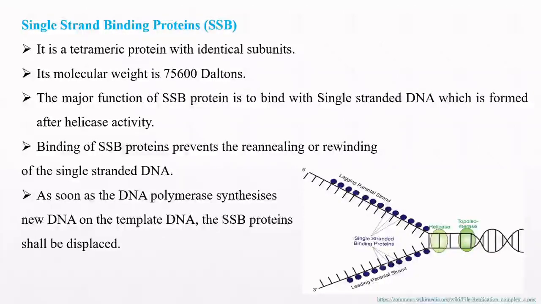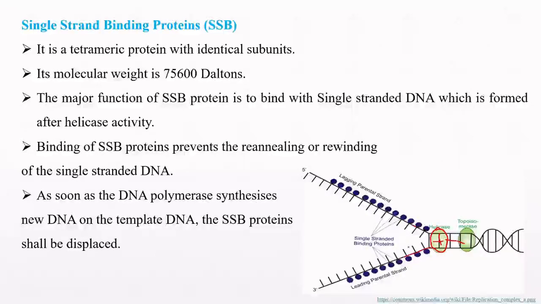Then the next one is single-strand binding proteins, SSB proteins. These are tetrameric proteins with identical subunits. They have a molecular weight of 75,600 Daltons. The major function of SSB proteins is to bind with single-stranded DNA, which is formed after the helicase activity. You can see here, this is the helicase enzyme. The helicase enzyme will break these hydrogen bonds and form single-stranded DNA. This is one DNA and this is another DNA.